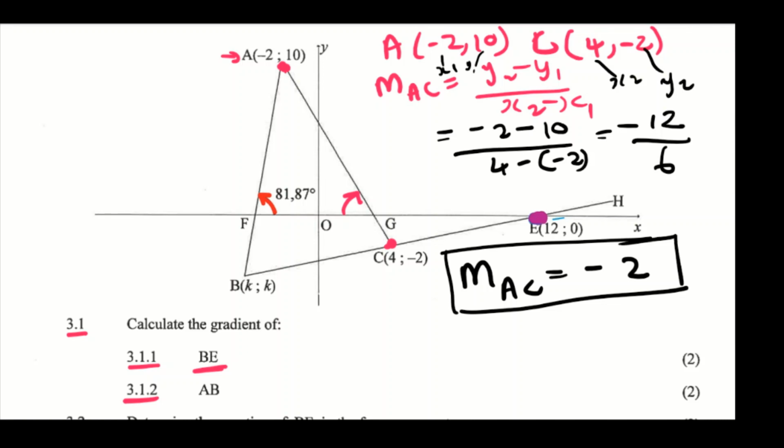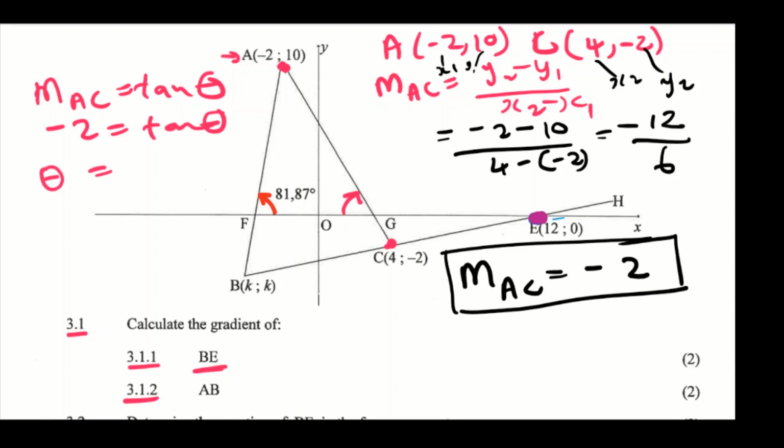But we want the angle of declination. So we're going to say the gradient of AC is equal to tan theta, and the gradient is -2, equal to tan theta. And we're getting theta to be equal to 63.43 degrees. So that is the angle of declination. You'll probably get a negative solution here, which just tells you that the direction of the movement of the angle is not the same as that of inclination.